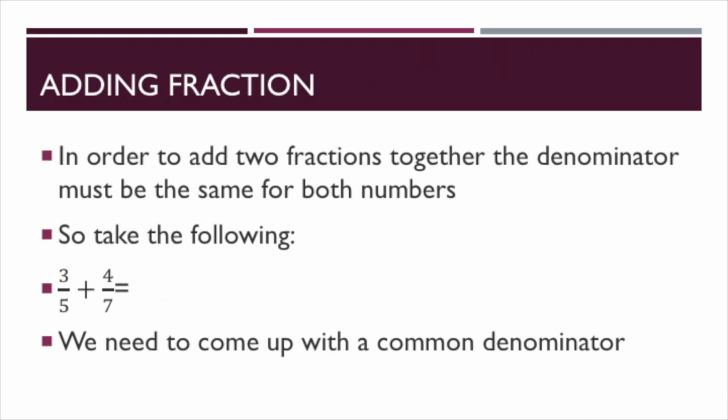Now, adding fractions is a little more complicated. In order to add two fractions together, the denominator must be the same for both numbers. So take the following example, 3 over 5 plus 4 over 7. You'll see the denominators here don't match up, so we can't just simply add. So we need to come up with a common denominator.